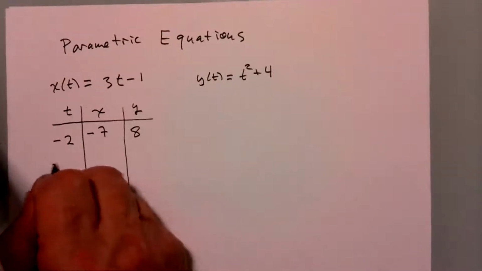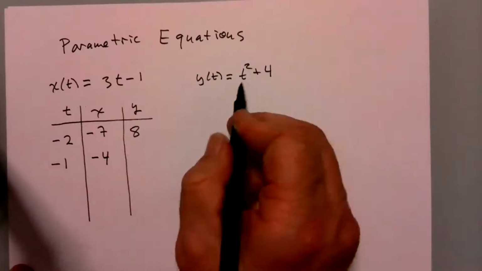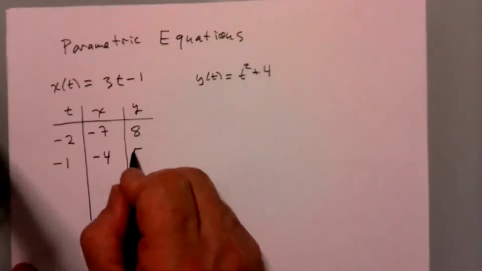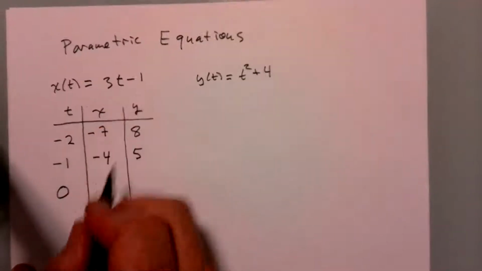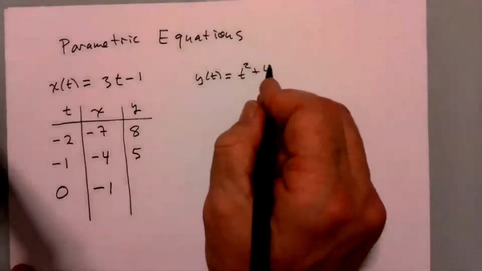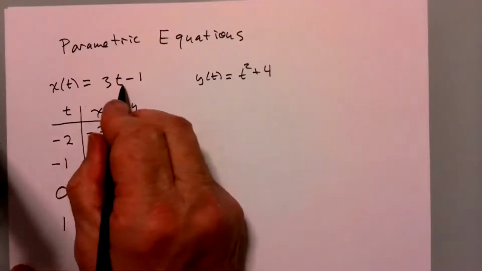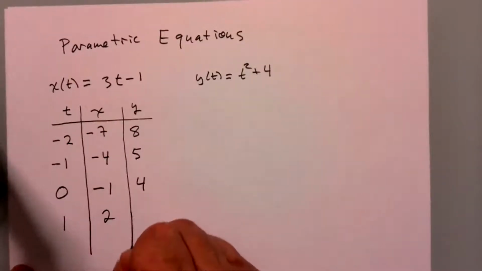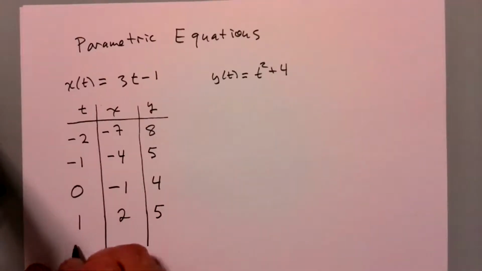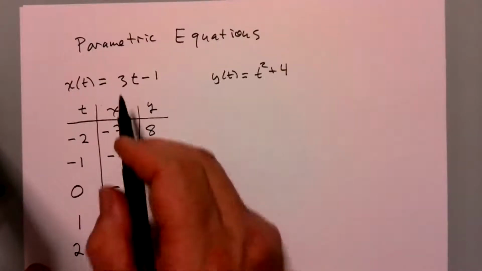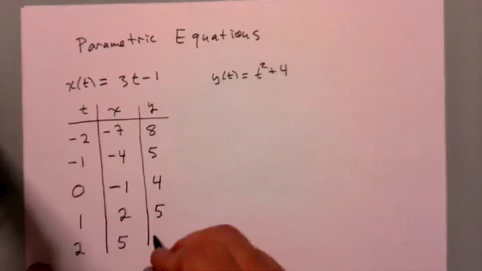If t is -1, 3 times -1 is -3, minus 1 is -4. -1 squared is 1, plus 4 is 5. Next up, we have 0. 3 times 0 minus 1 is -1. 0 plus 4 is 4. How about 1? 3 times 1 is 3. 3 minus 1 is 2. 1 plus 4 is 5. And we'll do one more point just to get an idea where we are here. If t is 2, 3 times 2 is 6. 6 minus 1 is 5. 2 squared is 4. 4 plus 4 is 8.